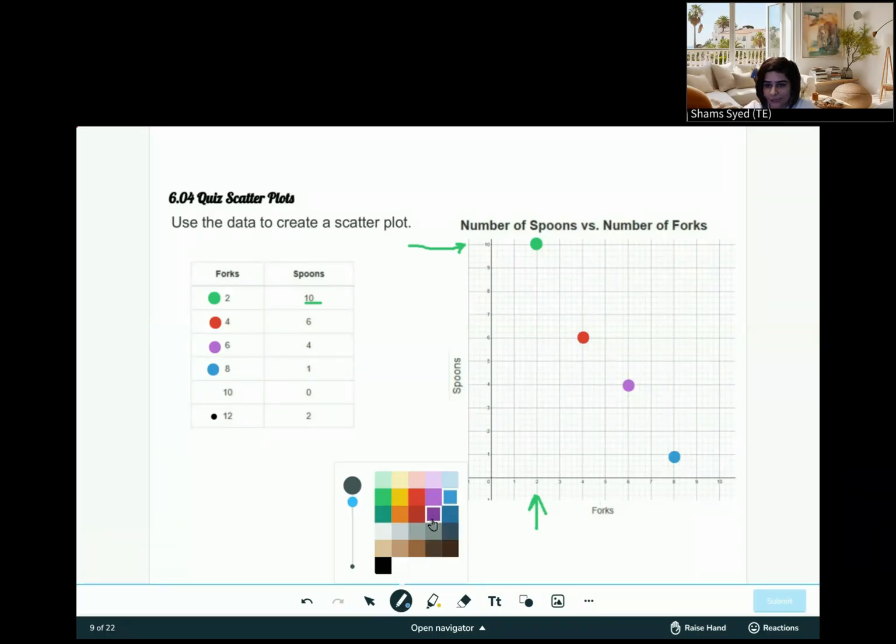Then finally, we will only do 10. That's what the graph allows us. When forks are 10, there are no spoons, so it sits on the y-axis. Okay, that's how it will look. We still have a little bit more practice.